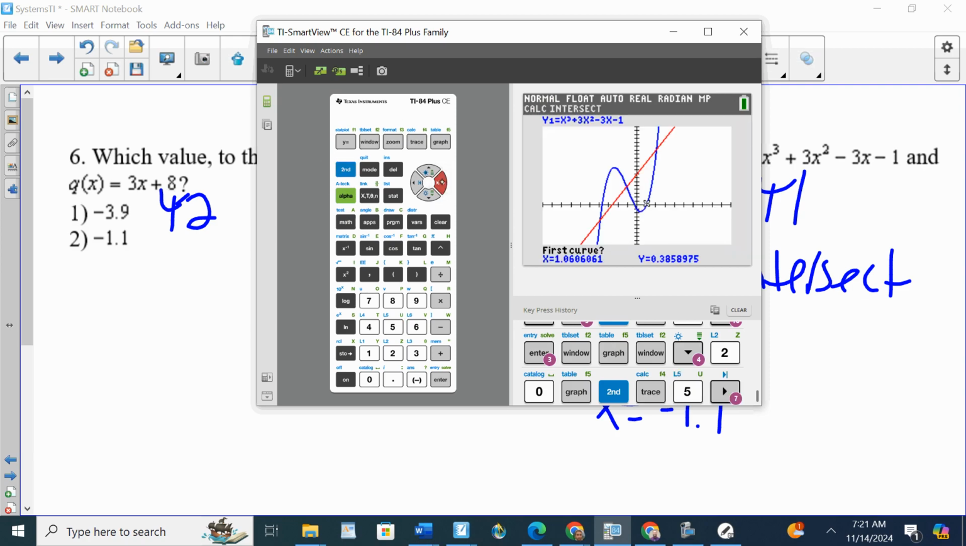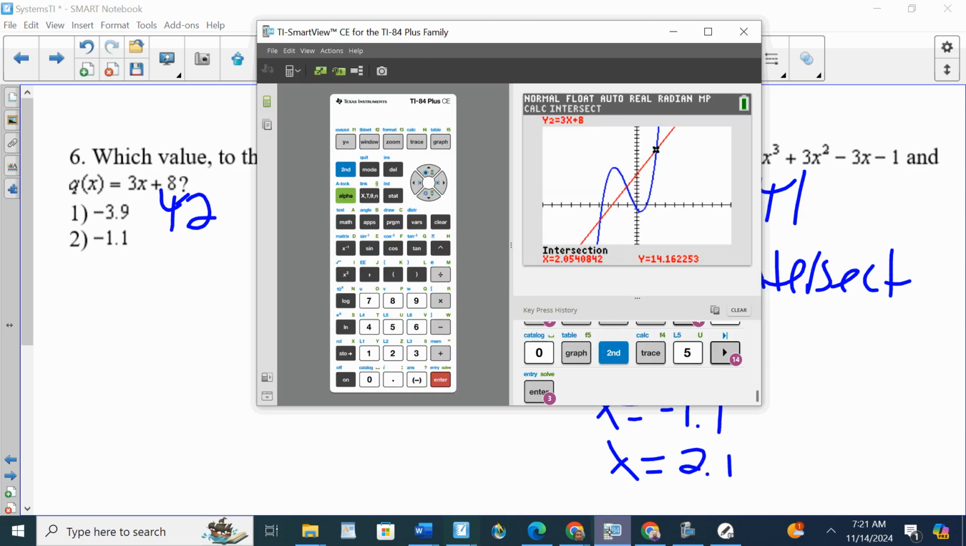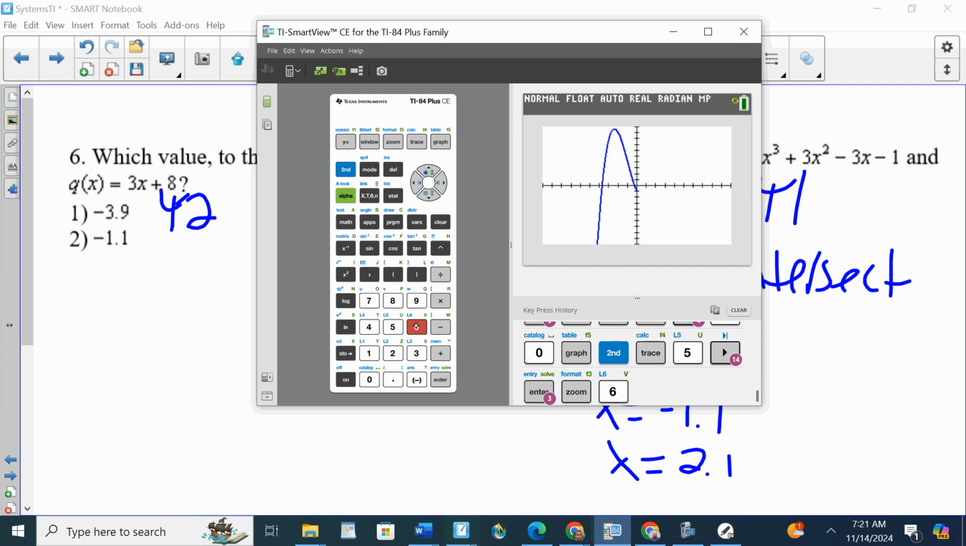Move the cursor to that point. Enter, enter, enter. X equals 2.1. The other option, instead of going to window, so I'm just going to go back to zoom 6, is zoom out.